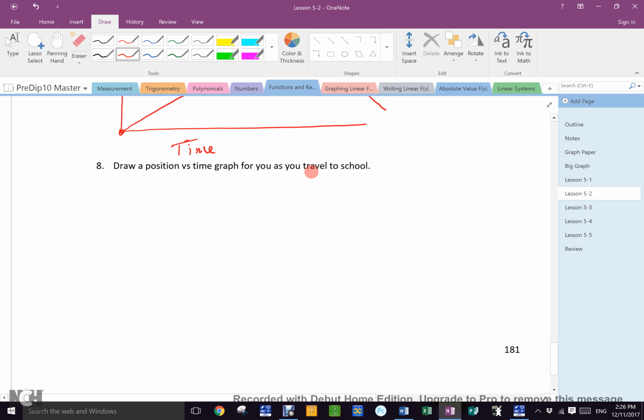Now, this will change for everyone, based upon what? What your route is, your method of travel, and quite frankly, how you measure it. North, east, south, west, or just distance from home.